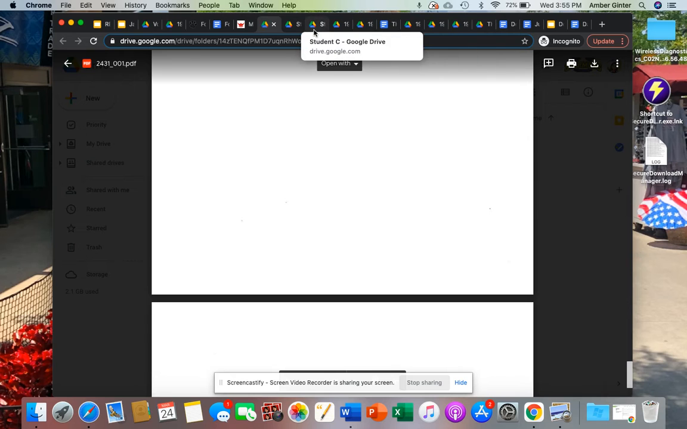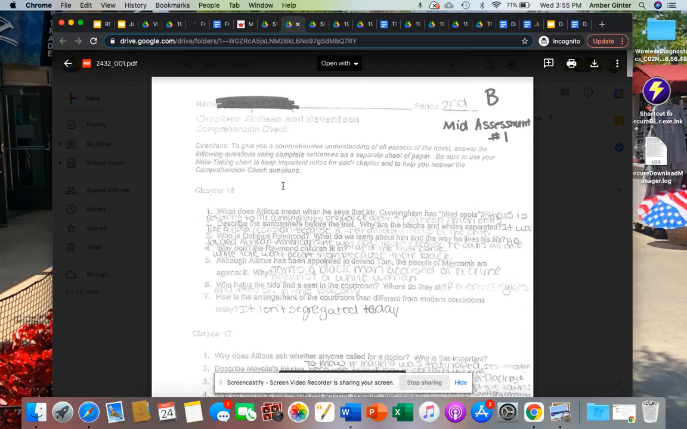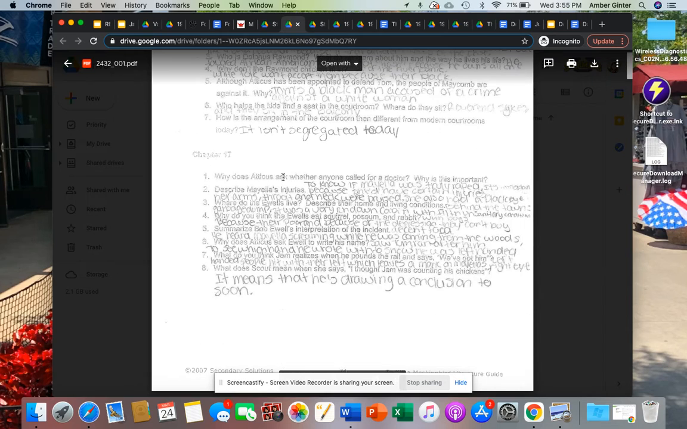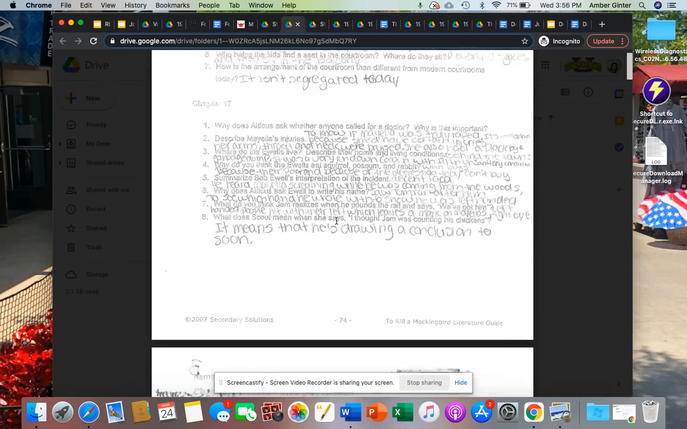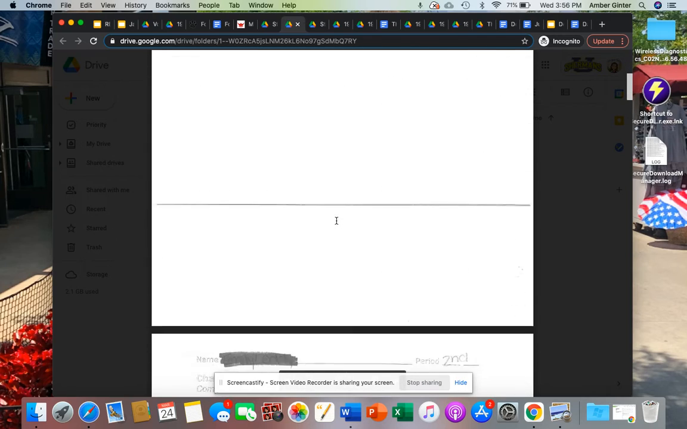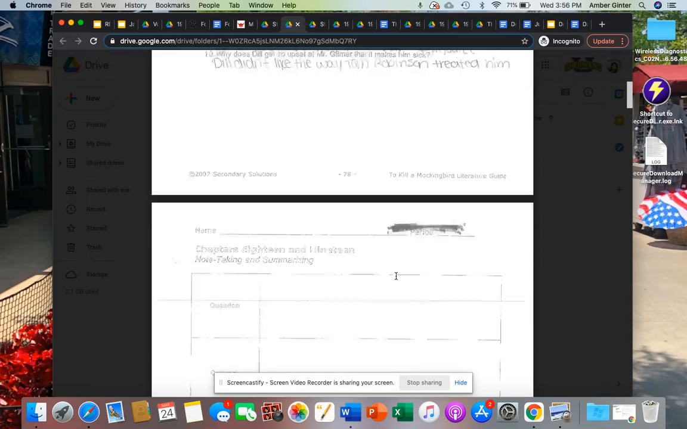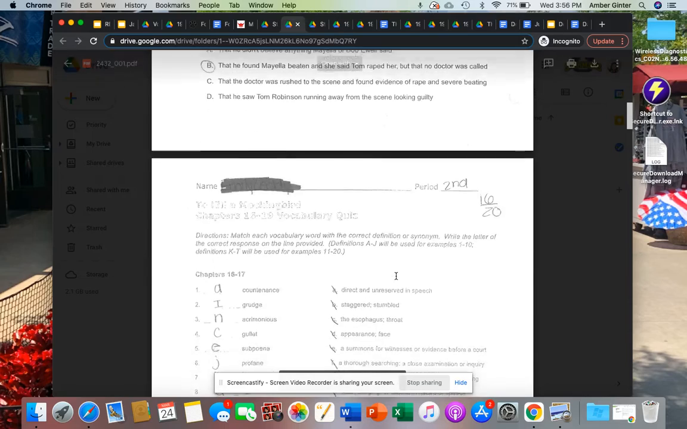Comparatively, let's see, student B, and I'll just quickly go through these so you can see that I have them on here. Student B, here's their questions. They lacked a little bit of insight: how is the arrangement in courtrooms different than modern courtrooms? It isn't segregated. That's kind of general and bland, not super insightful. They progressed a little bit here once we talked about concepts in class, getting more specific. Their pop quiz, where they got a 10 out of 10.